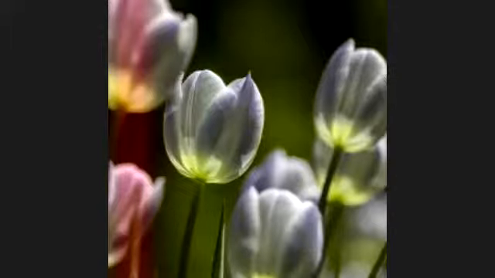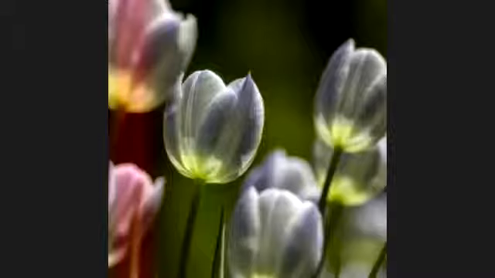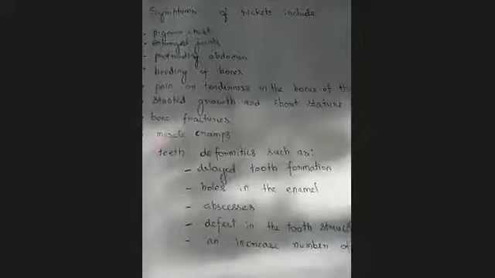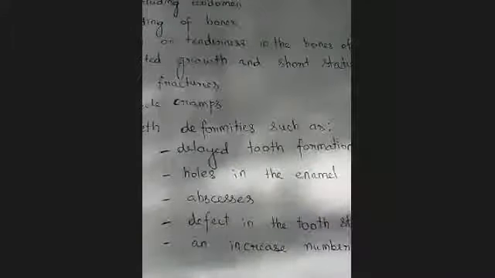The symptoms of rickets might include pigeon chest, enlarged joints, protruding abdomen, bending of bones, pain or tenderness in the bones of the arms, legs, pelvis, or spine, stunted growth and short stature, bone fractures, and muscle cramps.